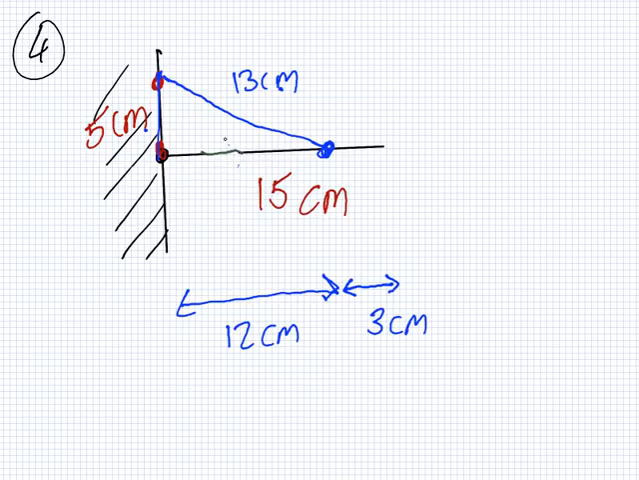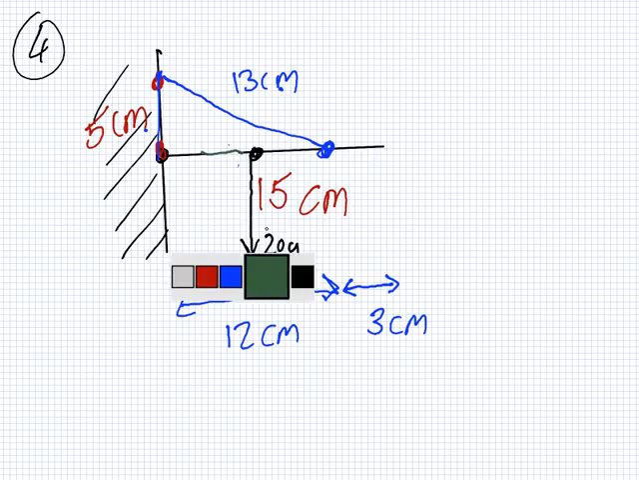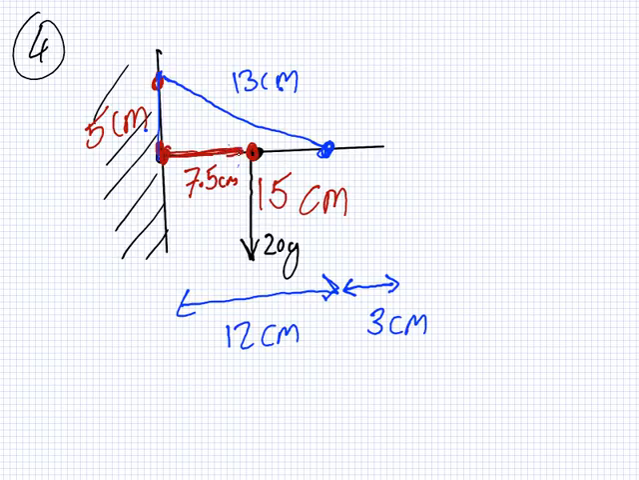So right in the middle here, there's a 20g. And what's the distance from here to here? 7.5. Very good, 7.5 centimeters is this distance. And then the distance from here to here we said was 12 centimeters. And then this is our T.